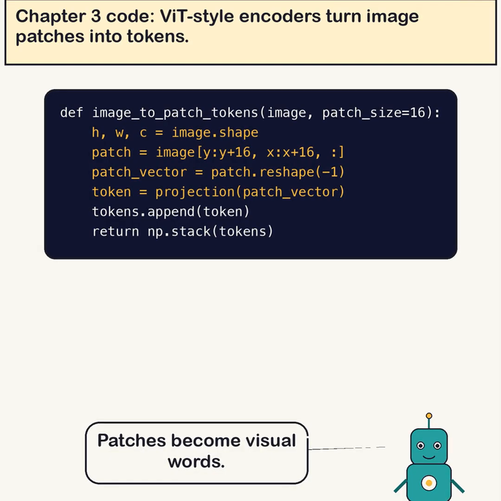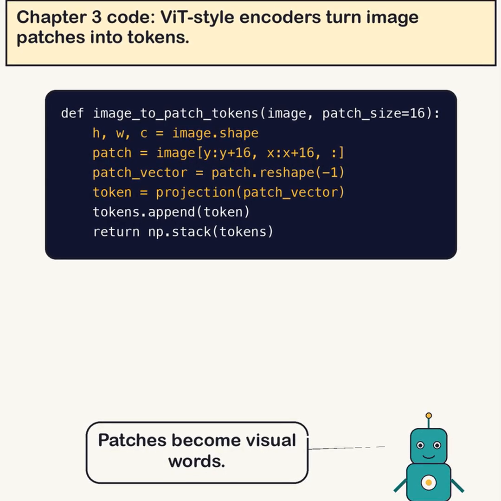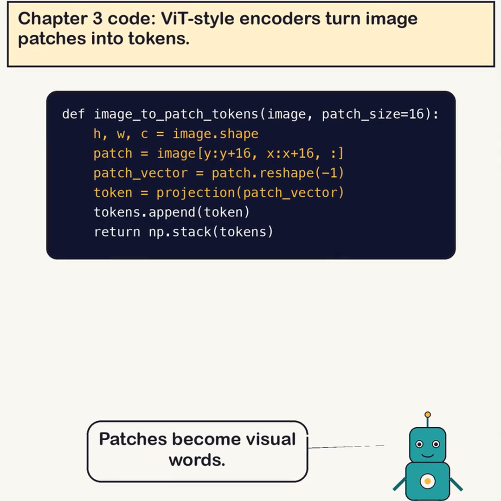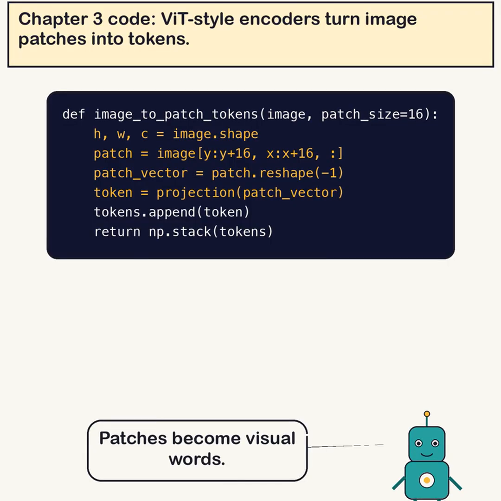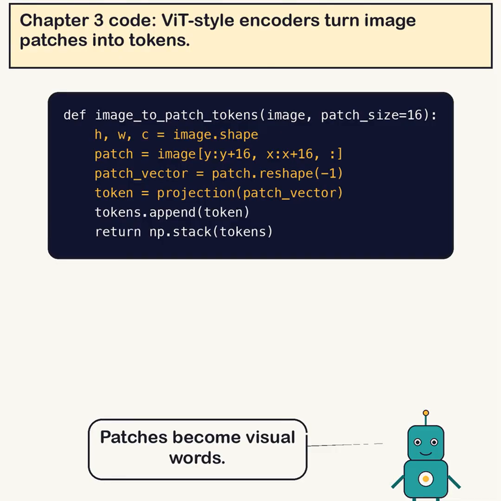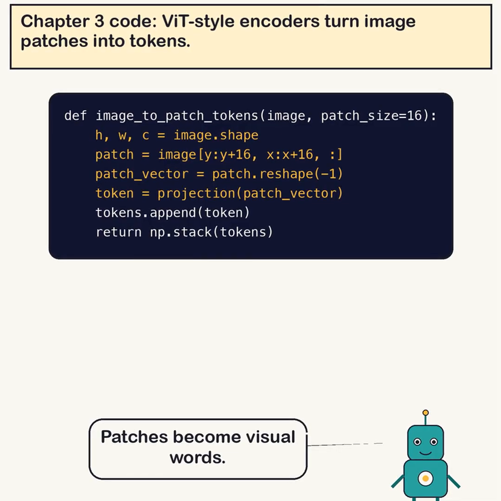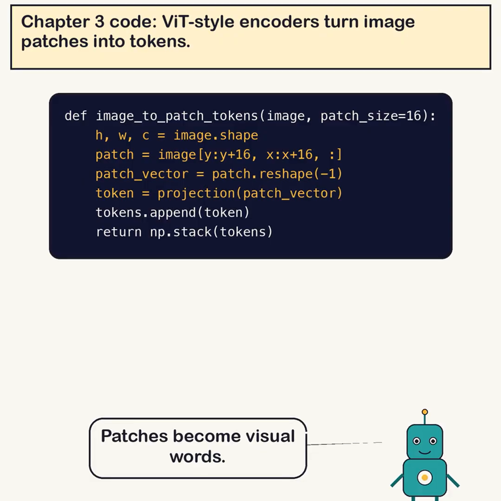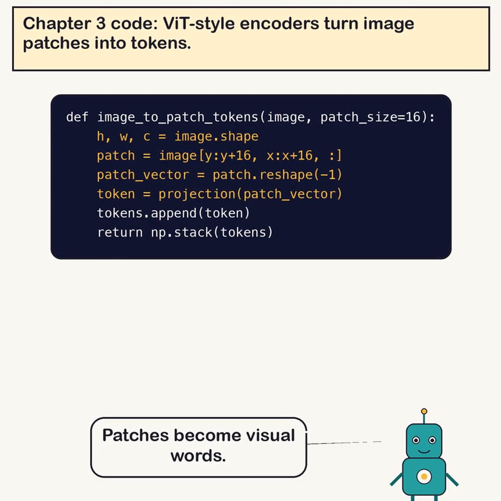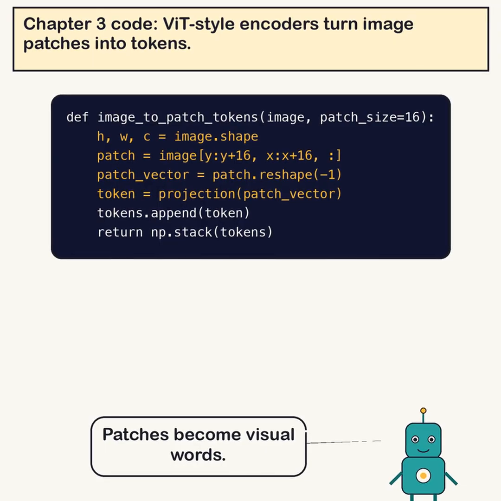A vision transformer turns an image into patch tokens. The code reads height, width, and channels, slices a 16 by 16 patch, flattens it into a vector, projects that vector into an embedding, and stacks all tokens into a sequence. Patch tokens are the moment the story enters the transformer era. The image is chopped into visual words because attention expects a sequence.